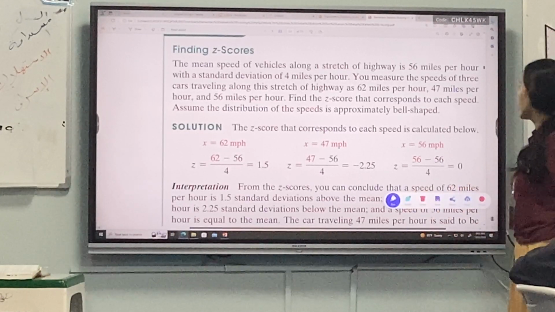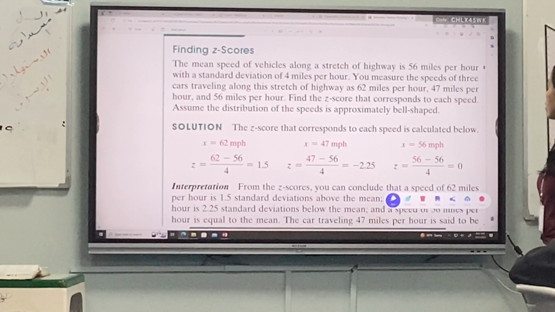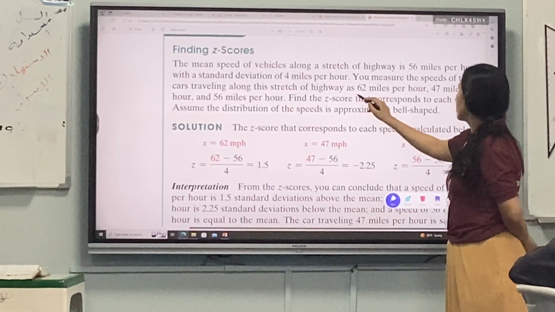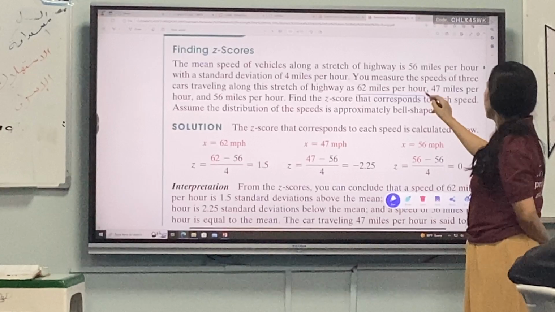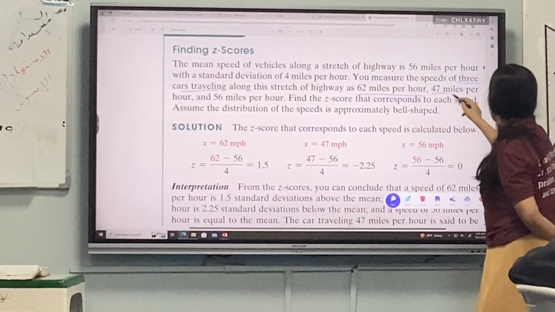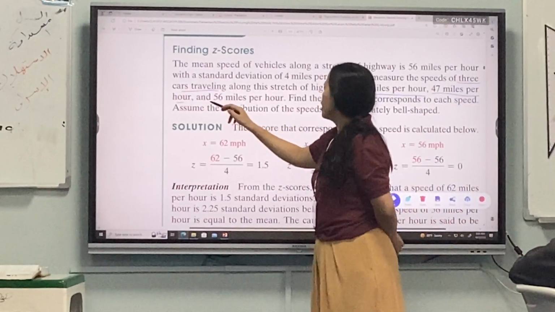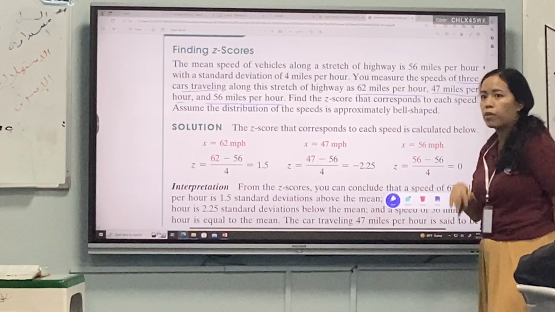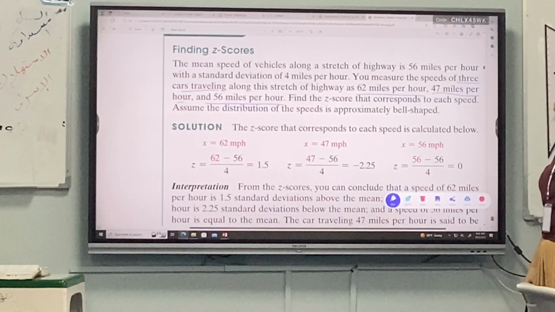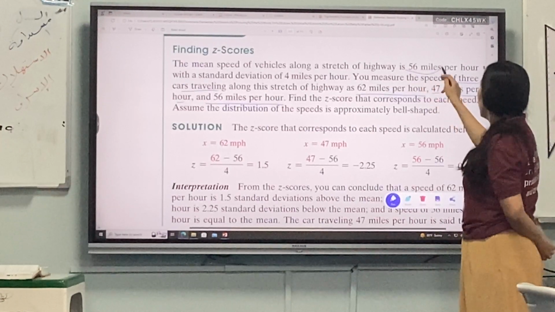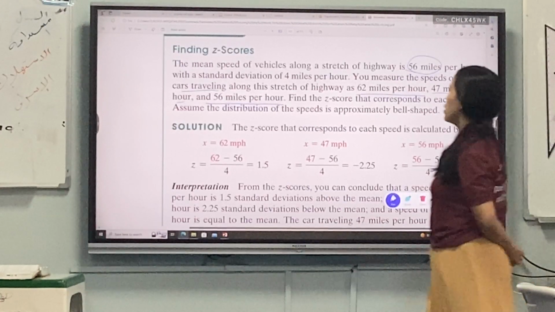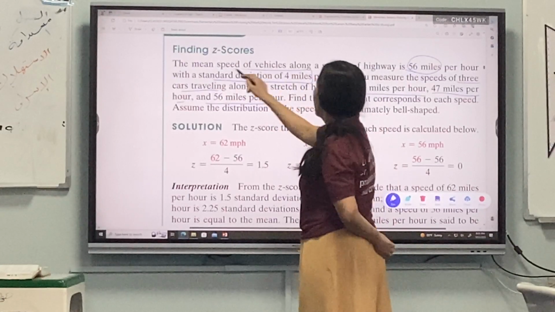Can you please tell me all the given? The speeds of 3 cars: 62 miles per hour, 47 miles per hour, and 56 miles per hour. So you have 3 cars, therefore you have three z-scores. And you have the mean of 56 miles per hour and a standard deviation of 4 miles per hour.